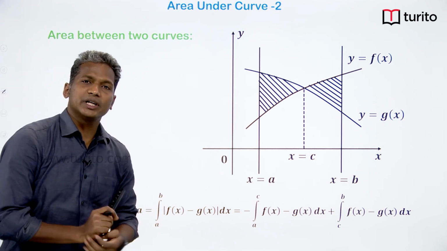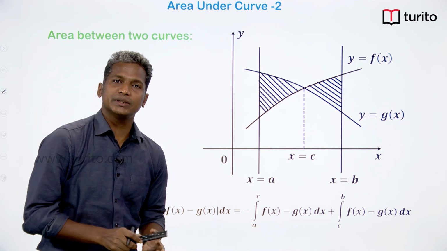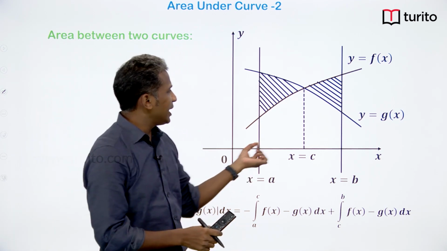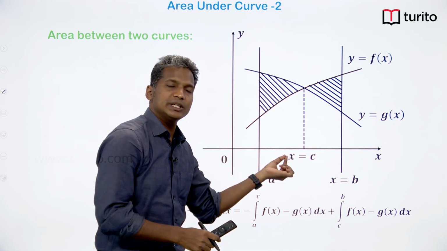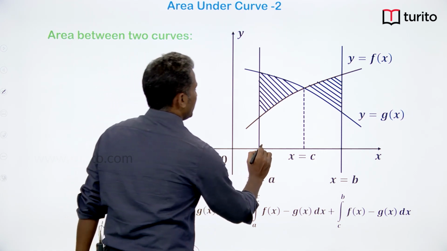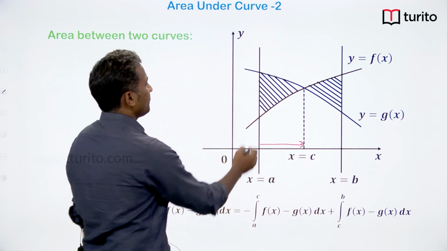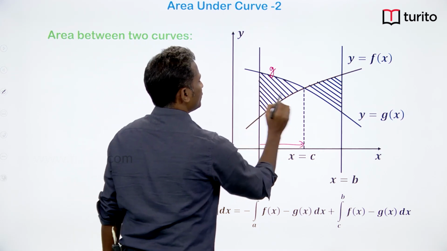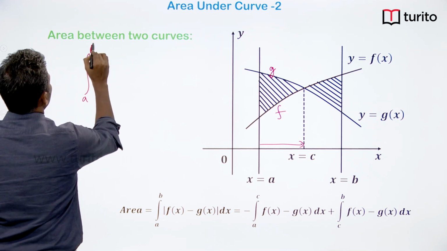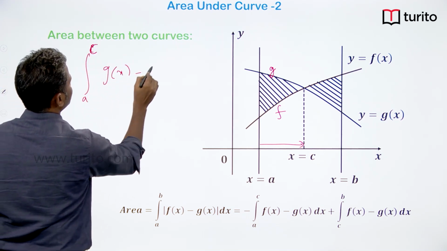Suppose functions are intersecting, then how do we handle this kind of situation? As usual, just like the last lecture, we break the integral from a to c and also from c to b. From a to c, if you observe, which function is above? g of x is above, f of x is below. So for the integral from a to c, we subtract f of x from g of x.